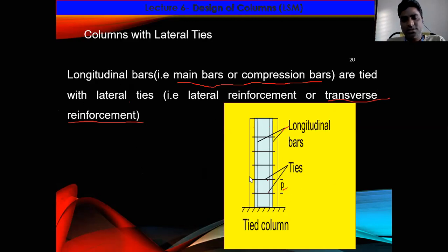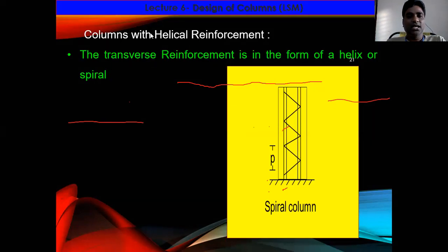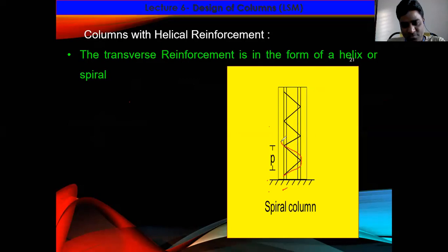And next is helical reinforcement. Just now, as I told, here the transverse reinforcement is in the form of a helix or spiral, or we can call it spiral reinforcement also. So these are the main bars. So this is the actual diagram. You can provide it so that it can be extended up to the top.